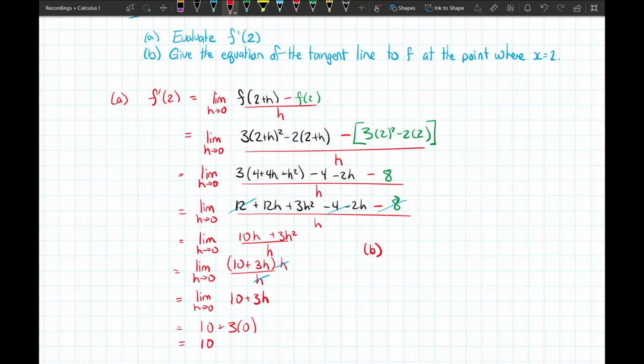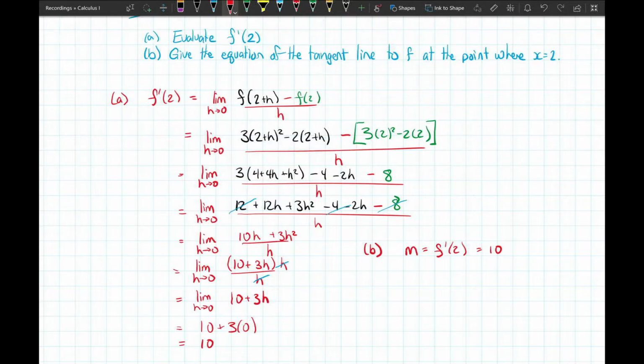Now, to form the equation of the line, we need two pieces of information. We need the slope of the line, m, but that's just the same thing as f prime of 2, because it's the slope of the tangent line, and so we know that m is equal to 10. We also need a point on the line. That point could be the y-intercept, and that would be really convenient, but we can see that this is not a y-intercept that's given to us in the question.